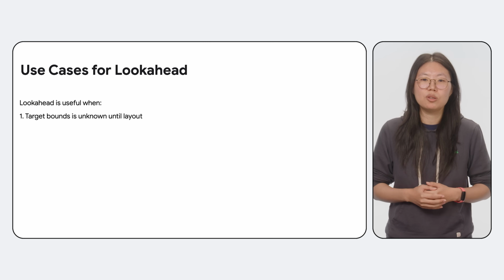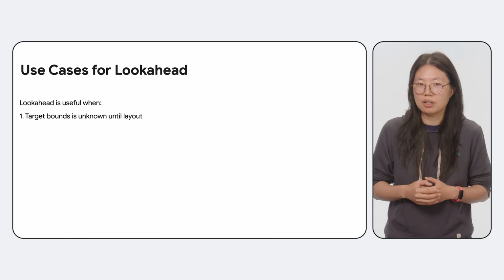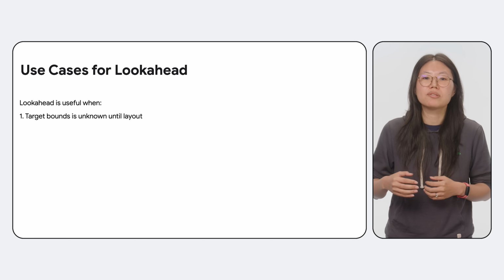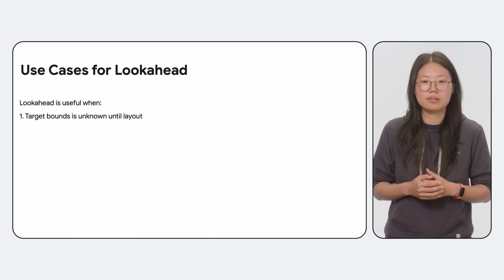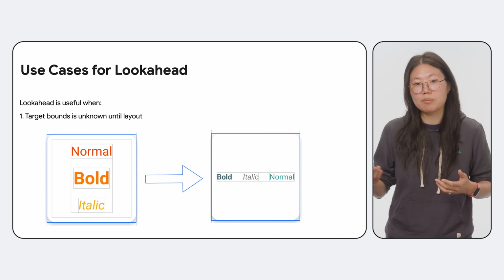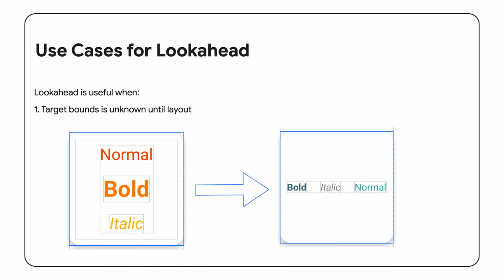Lookahead is particularly useful when you don't know the target bounds until layout. In other words, the layout system determines the bounds by measuring and laying out the content. For example, we would like to animate the size and position change for these texts. It would be a lot of effort to manually calculate these bounds.